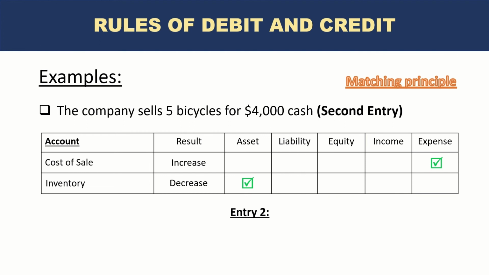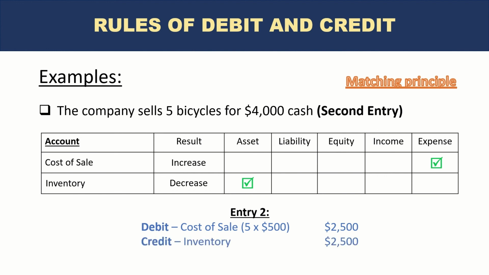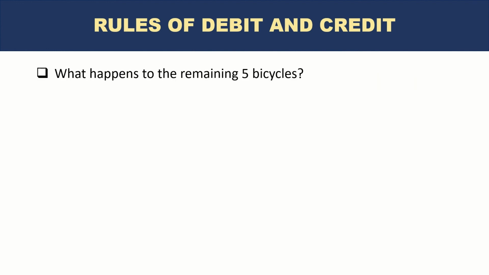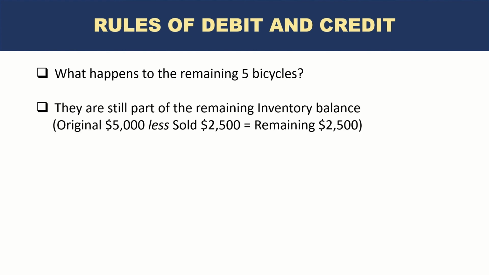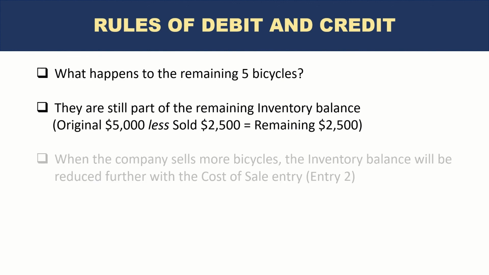So the accounting entry would be debit cost of sales 5 times 500. We know the cost per single bicycle is 500, so the cost of 5 bicycles would be 2500, and credit the same amount, which is inventory, by 2500. Now what happens to the remaining 5 bicycles? They are still part of the remaining inventory balance. So the original $5,000 was the original cost of inventory of 10 bicycles. We sold 2500. The remaining $2,500 will still be in the inventory account in the books of the company.